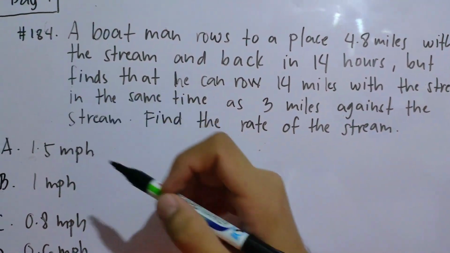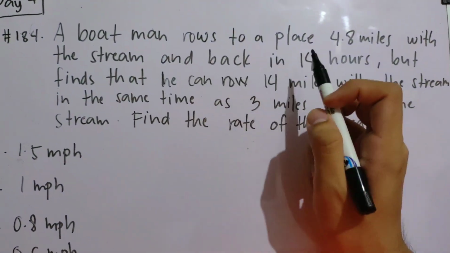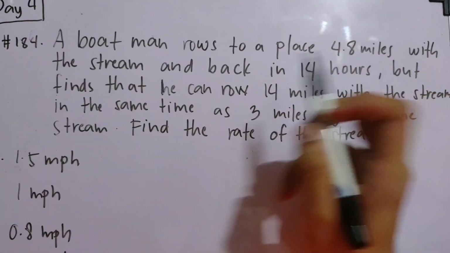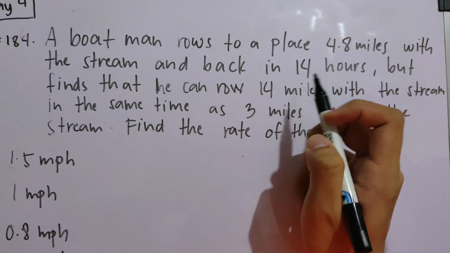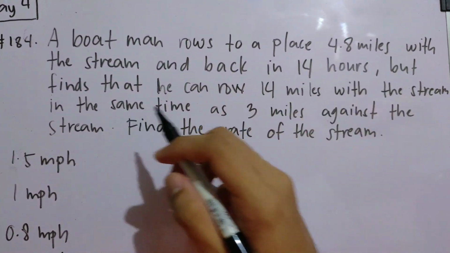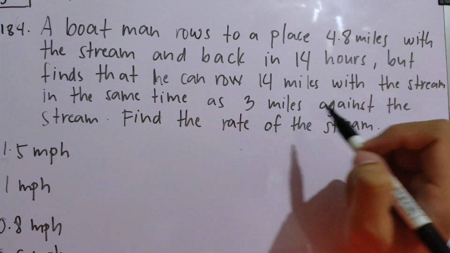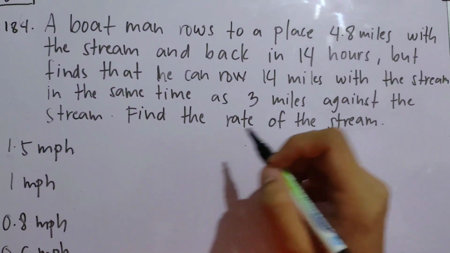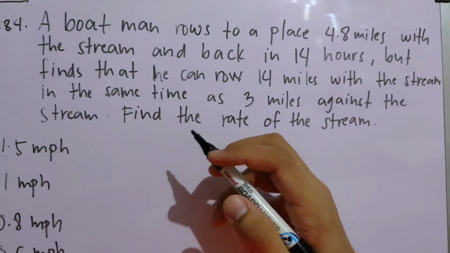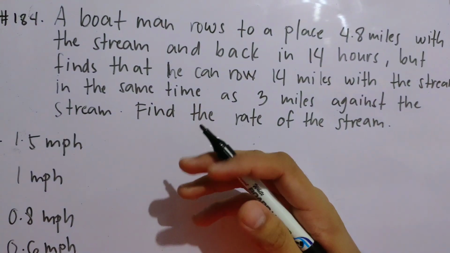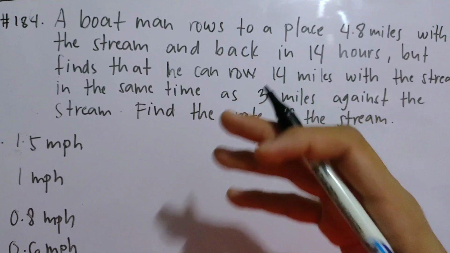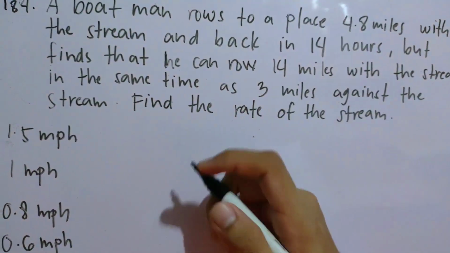Number 184. A boatman rows to a place 4.8 miles with the stream and back in 14 hours, but finds that he can row 14 miles with the stream in the same time as 3 miles against the stream. Find the rate of the stream. So before we solve, before we make any equations, I'll first explain the concept of a stream.